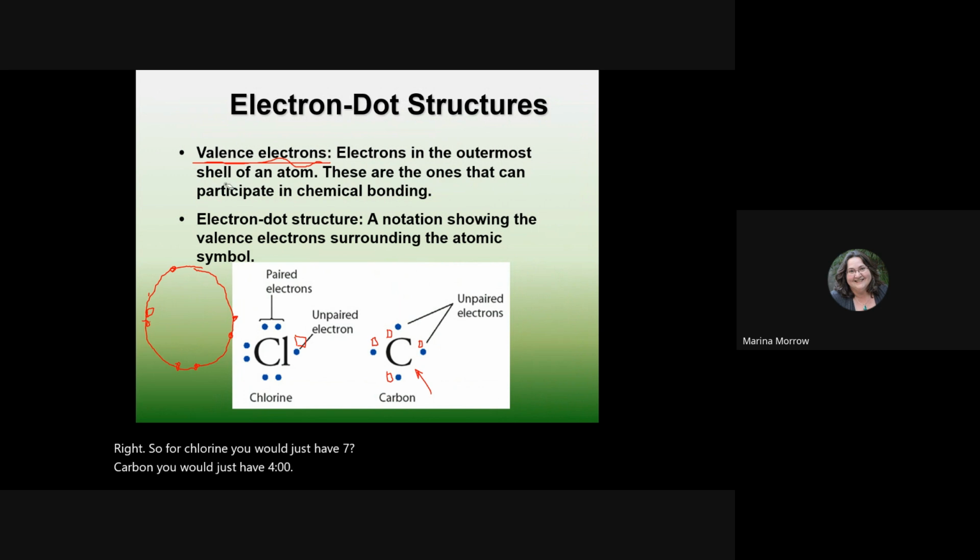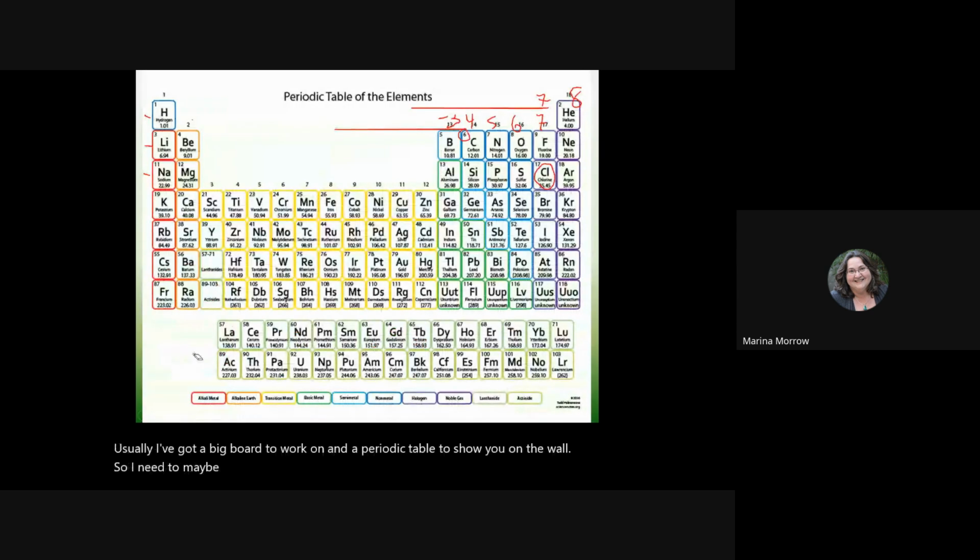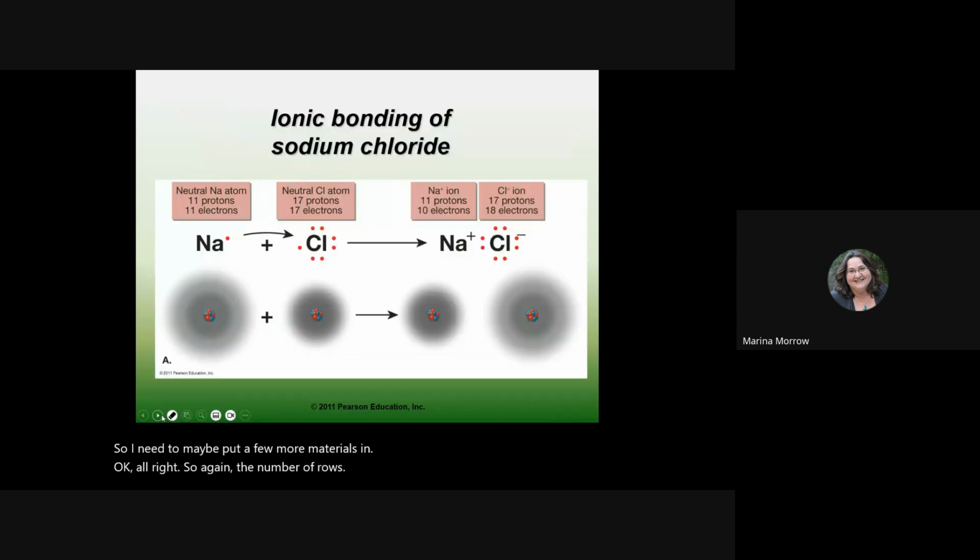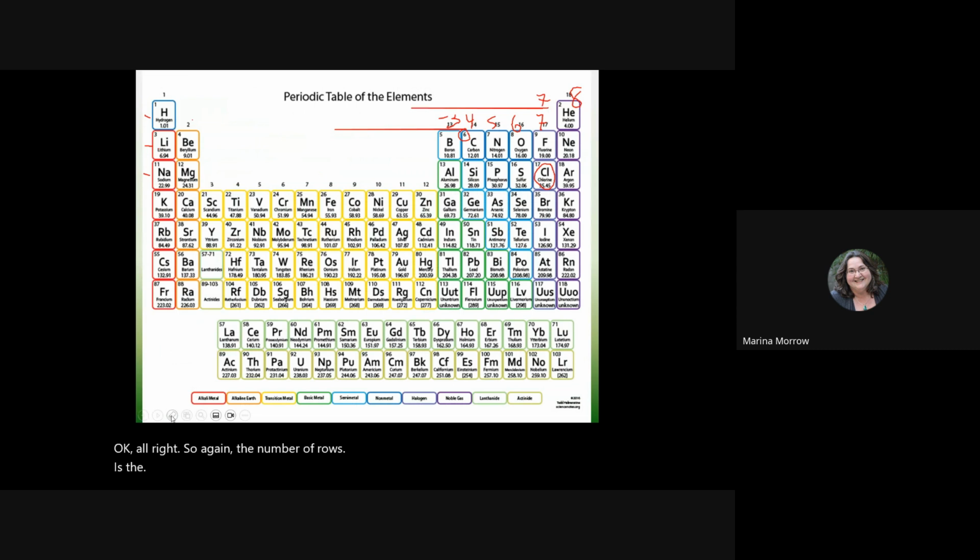Okay, so anyway, usually I've got a big board to work on and a periodic table to show you on the wall. So I need to maybe put a few more materials in. Okay. All right, so again, the number of rows is the number of shells. And as you go over in the columns, the number at the top corresponds to the number of electrons.